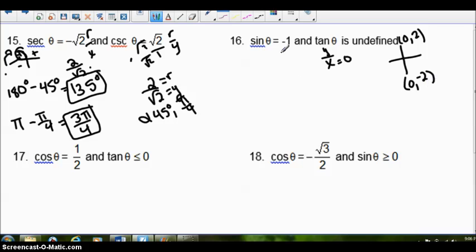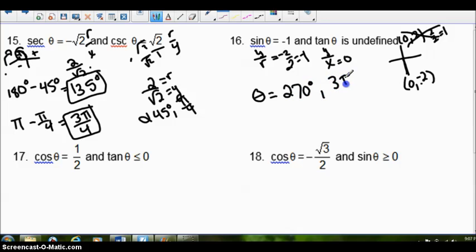Okay. Sine is negative. Sine, remember, is y over r. So here it would be negative 2 over 2, which would give me negative 1. Up here it would be 2 over 2, which would give me positive 1. So it cannot be that one. Okay, so that means it's got to be this quadrantal. So theta is 270 degrees, or 3 pi over 2.